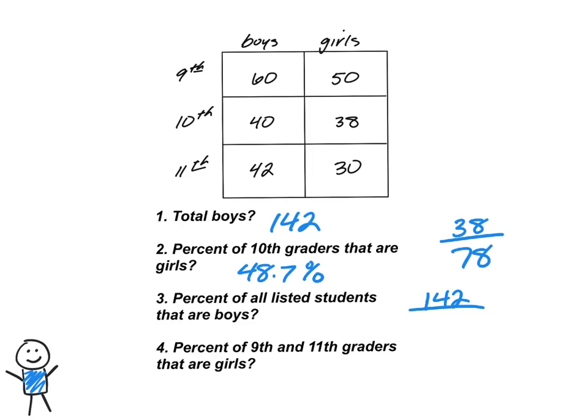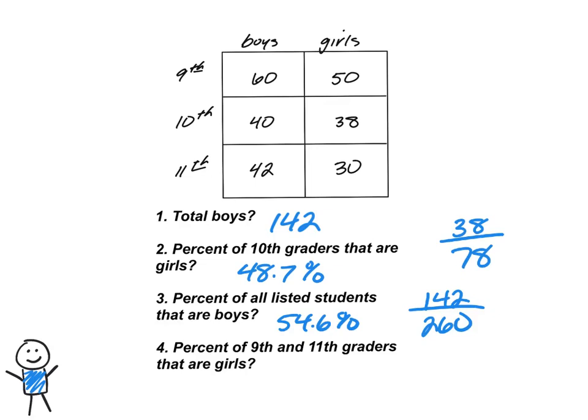So I need to add up all of my numbers to figure out how many total students I have. I got a total of 260, and now I'm able to figure out what percent of that 260 students are boys, in which case I got 54.6% of the total number of students are boys. Last question, number 4, says what's the percent of 9th and 11th graders that are girls?